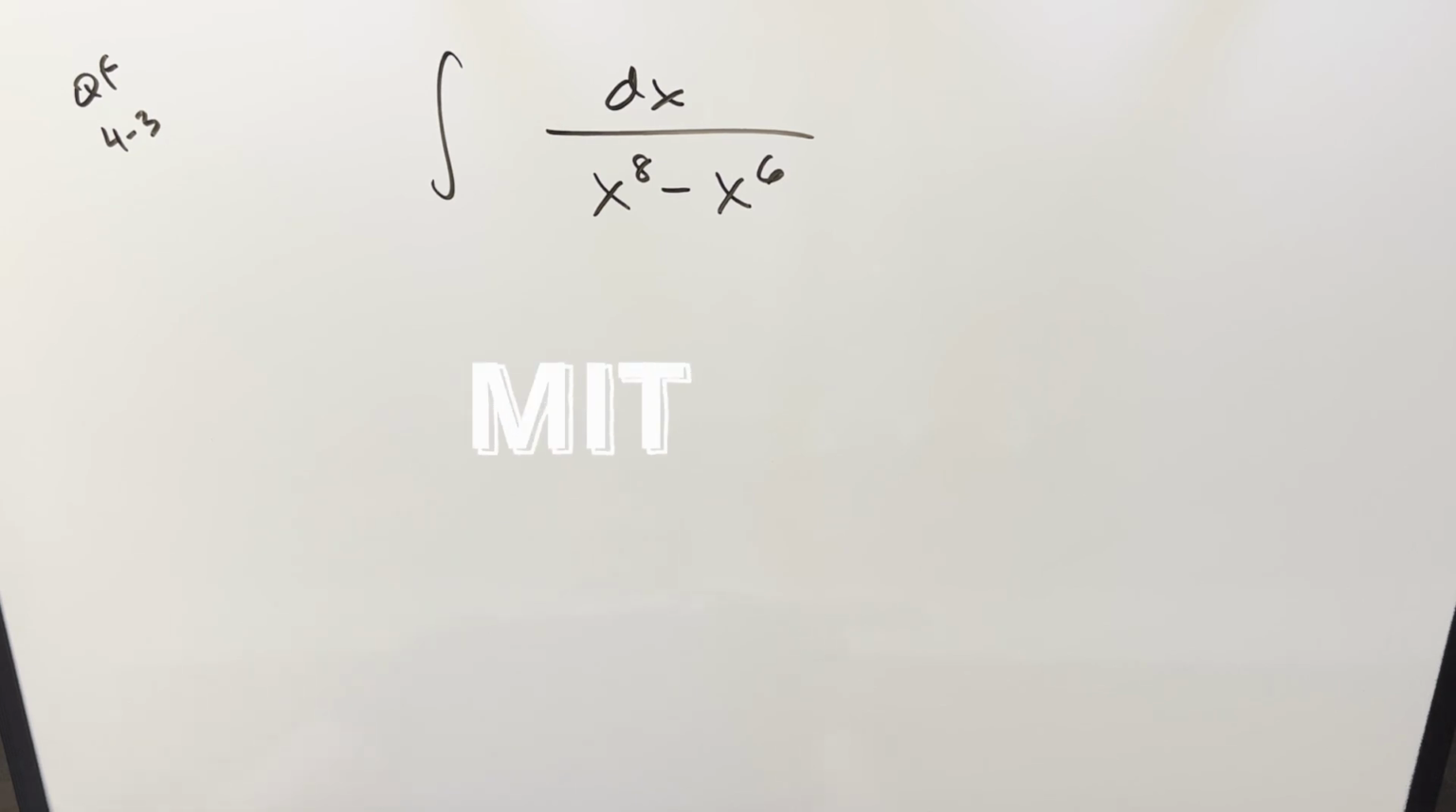Okay, we have here today another integral. This one's from the MIT Integration Bee 2025 quarterfinals, round 4, problem 3. We have the integral of 1 over x to the 8th minus x to the 6th dx.